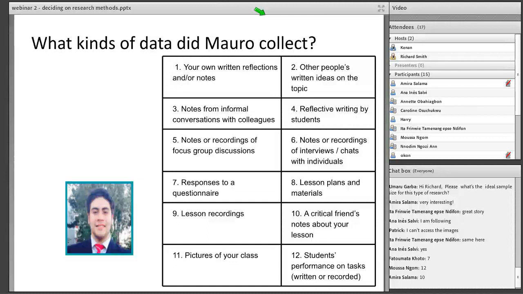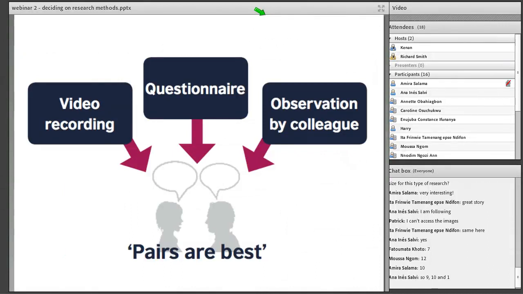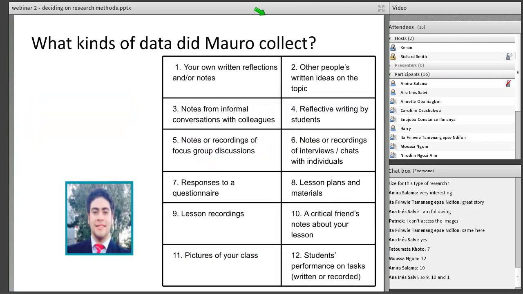Just one recording, which was number 9. But that didn't help him very much because he couldn't compare each lesson. And he did do a little bit of number 1, which is his own notes. Okay, that's Mauro. But I think this is what he did. This is the main things that he did.